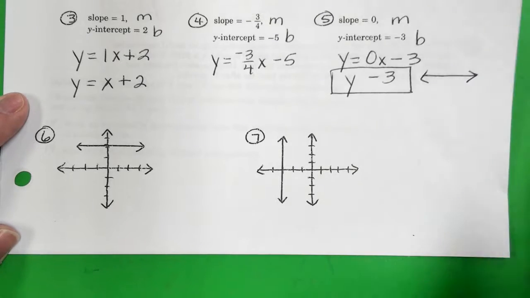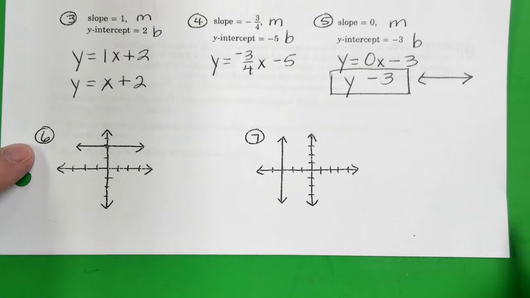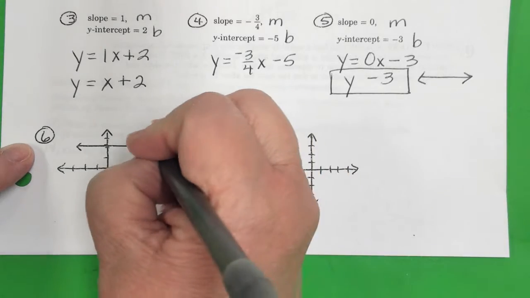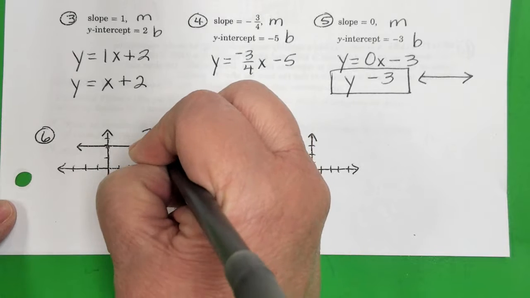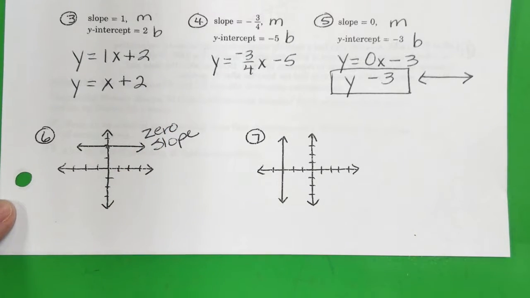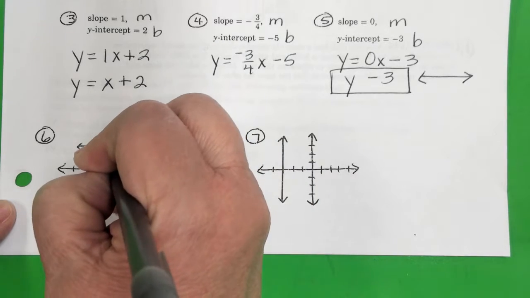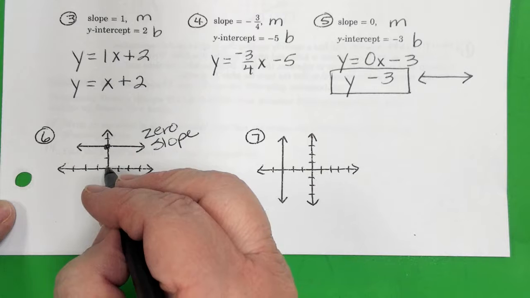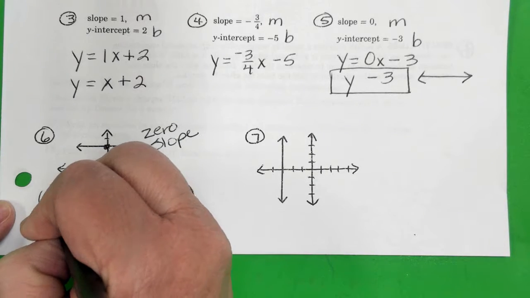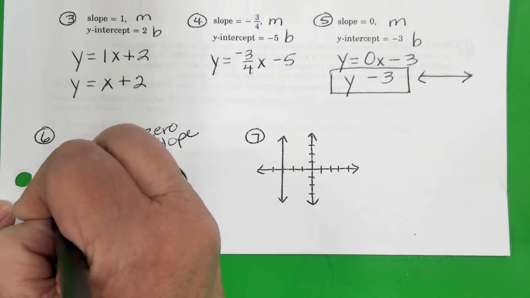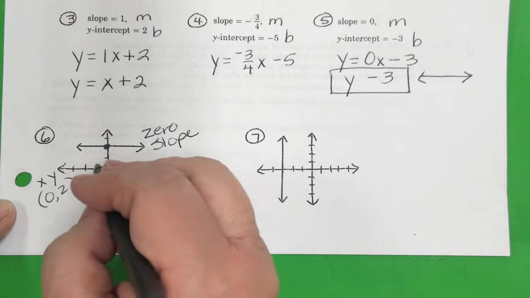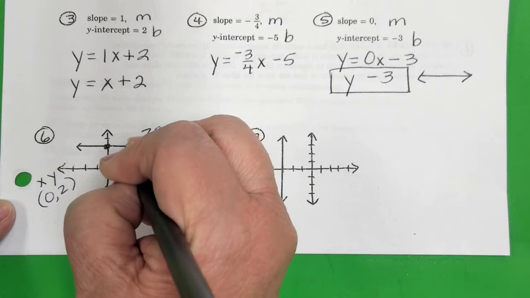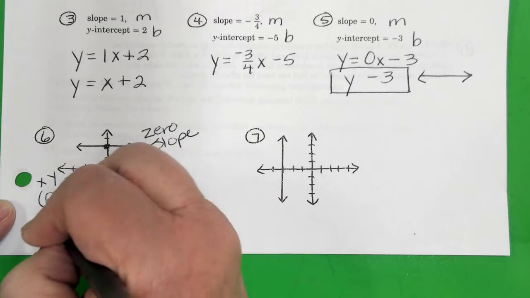Problems 6 and 7. We just had one like this in problem number 5. This has a 0 slope. And if I'm going to write an equation, if I find 2 points, here's one and its ordered pair is 0, 2. Remember, in the ordered pairs, x is our first and our y is second. Next, I pick another point on this line. Let's go with this one. That's 2, 2.